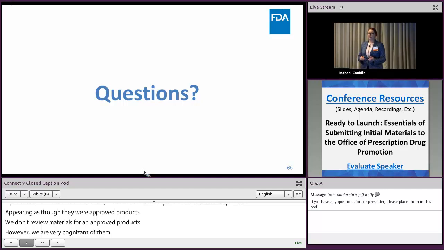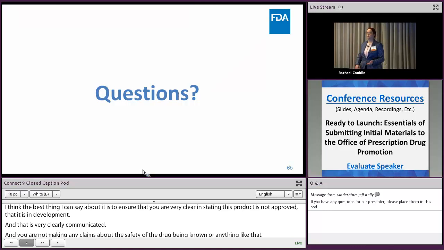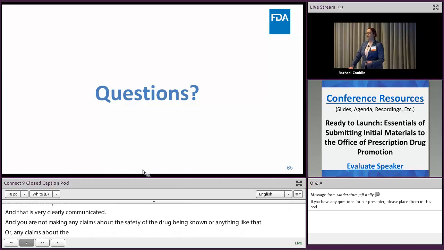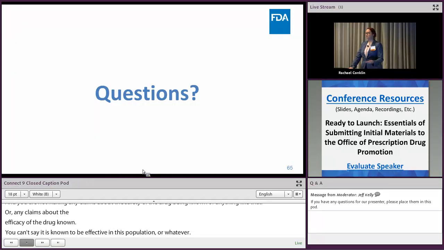and that is very clearly communicated, and that you're not making any claims about the safety of the drug being known, or any claims about the efficacy of the drug being known. So you can't say that it's known to be effective in this population or whatever. Just be very clear when you're communicating the data that maybe it's based on preclinical studies, that this drug is still in clinical trials, it has not been approved for any indication, etc.